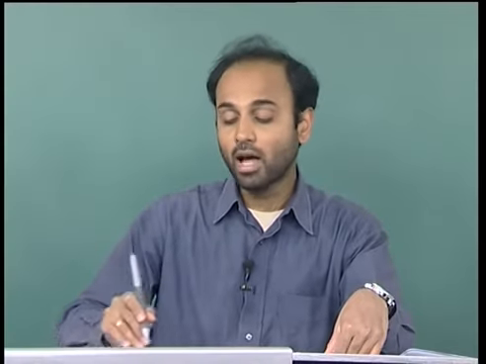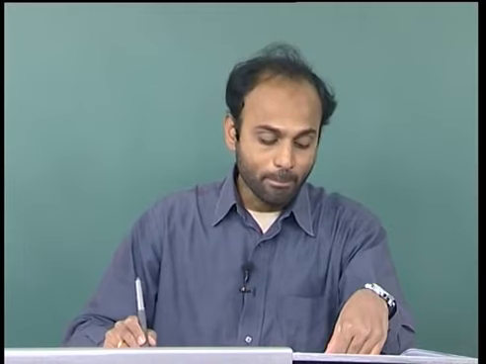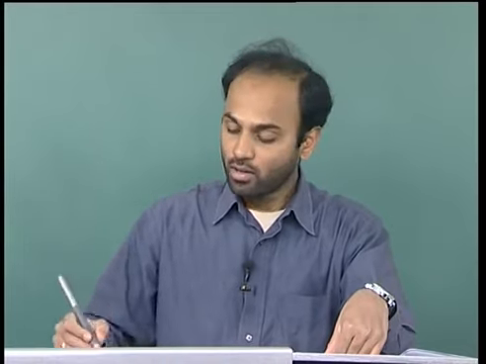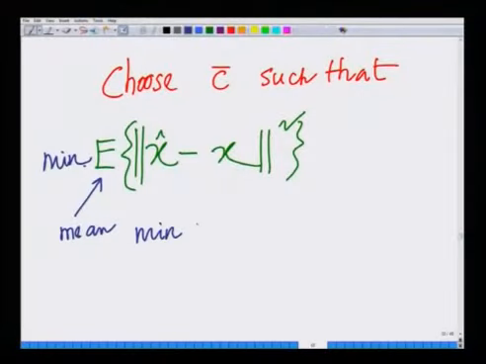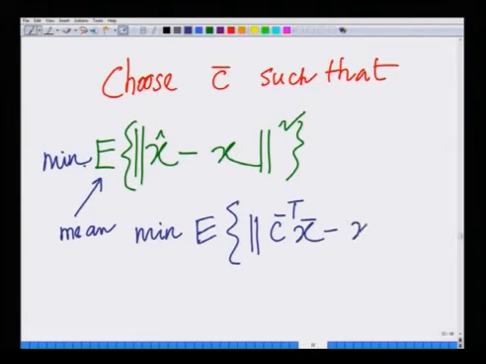I want to minimize the mean squared error, which also, since I am considering a linear estimator, I can put as follows. I can minimize C bar transpose y bar minus x whole square. Remember, my estimator is linear. So, given y, I am going to linearly combine it. So, I want to minimize C bar transpose y minus x.